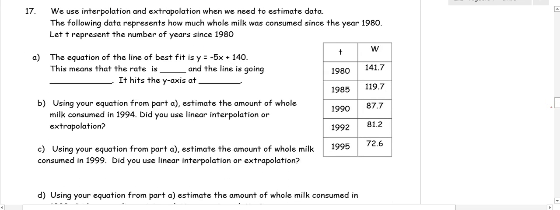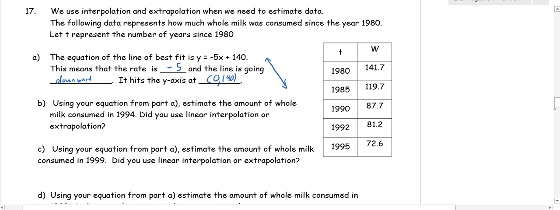So number 17, we're going to use interpolation and extrapolation when we need to estimate data. The following data represents how much whole milk is consumed since the year 1980. Let T represent the number of years since 1980. In part A, the equation of the line of best fit for this situation is y equals negative 5x plus 140. This means that the rate is negative 5 and the line is going downward. So if we were to graph the line, we would have our line going down from left to right, and the y-axis is going to be hit at our y-intercept of 0, 140.